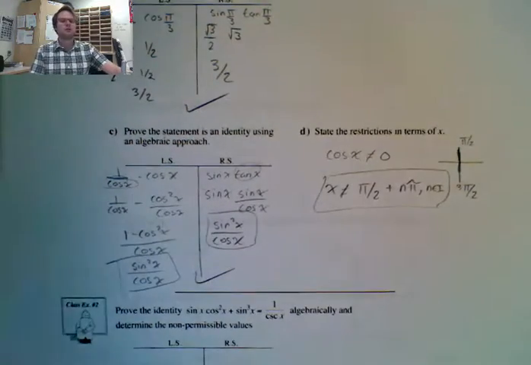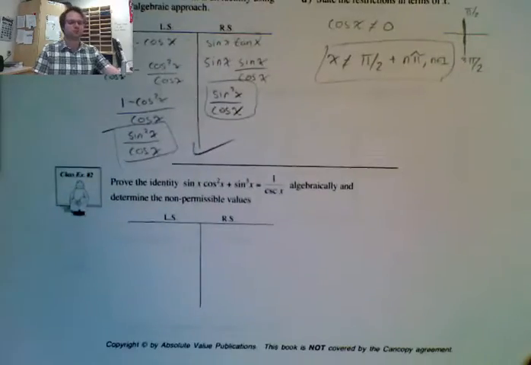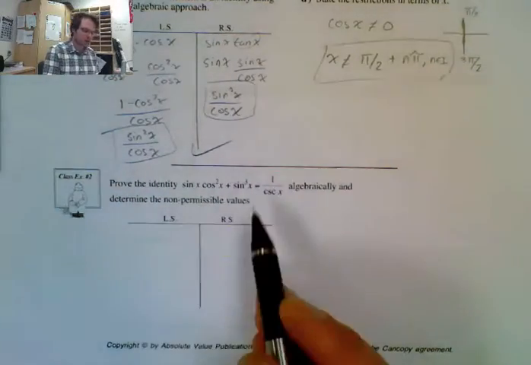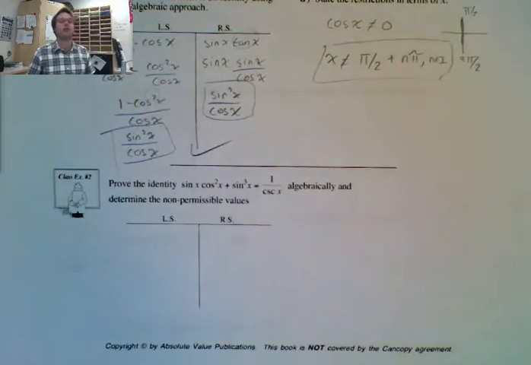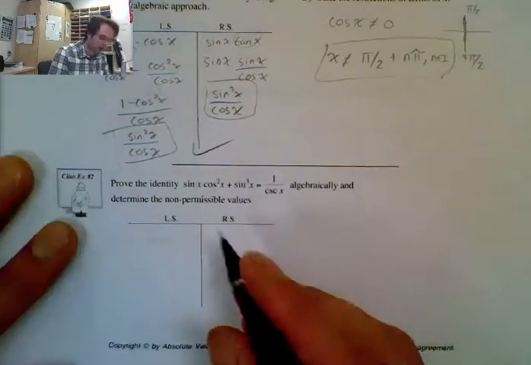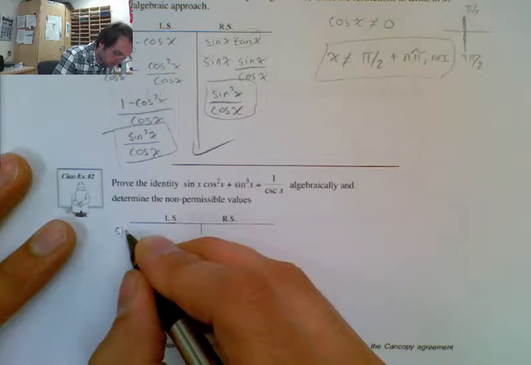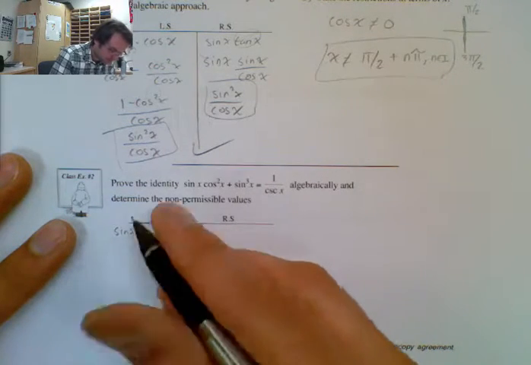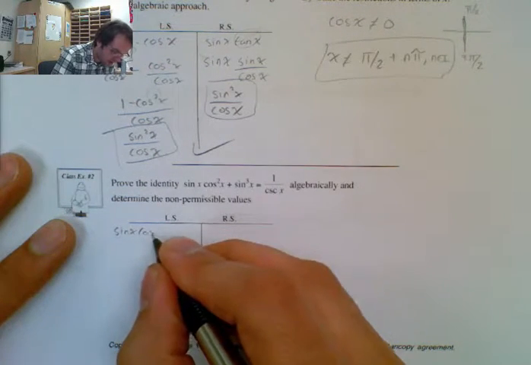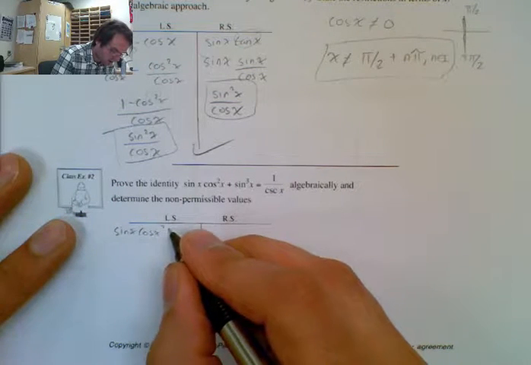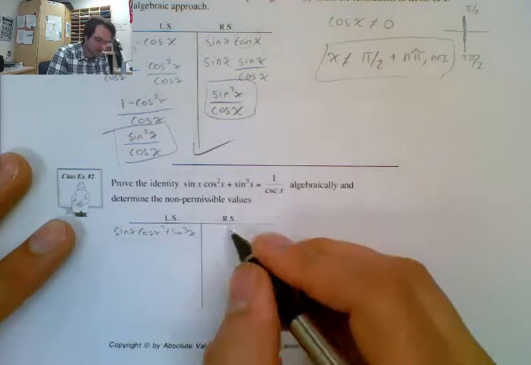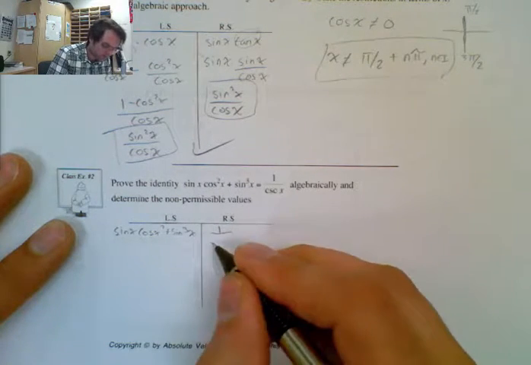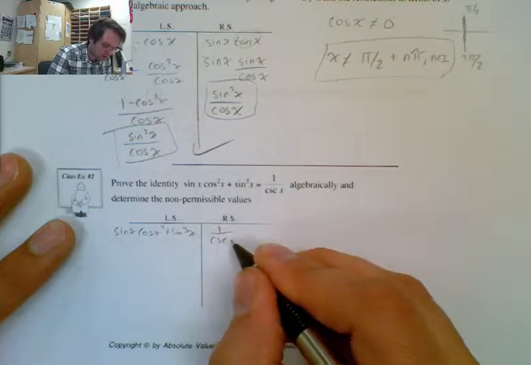Okay. So now let's take a look at class example number 2. It says prove the following identity here. And then determine the non-permissible value. So I'm going to first look at the left-hand side, which is the same as sine x cosine squared x plus sine cubed x is equal to 1 over cosecant x.